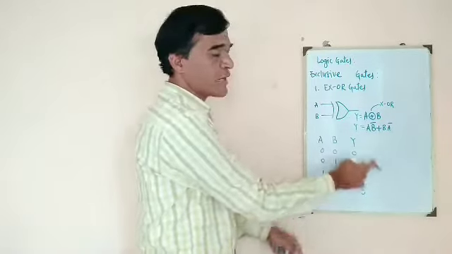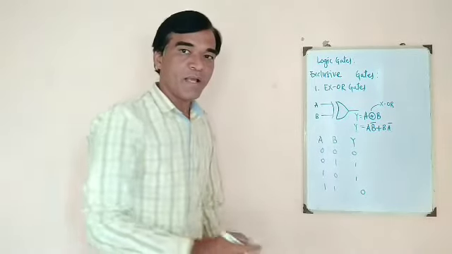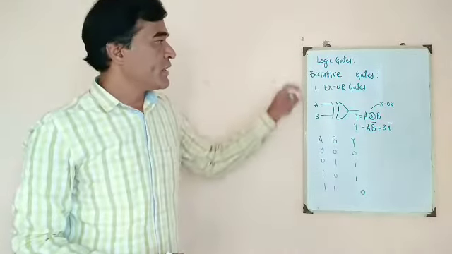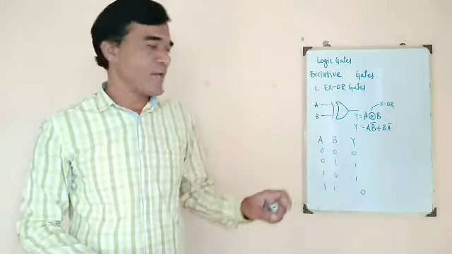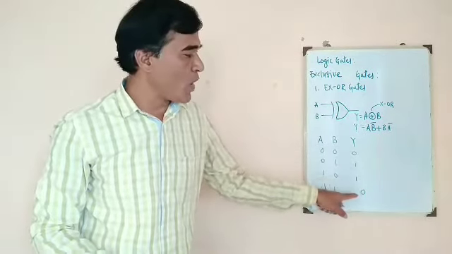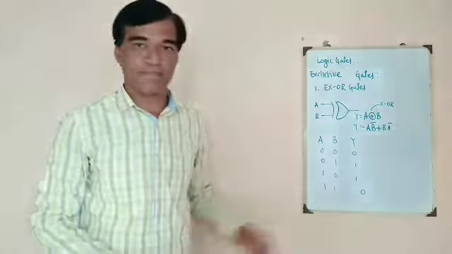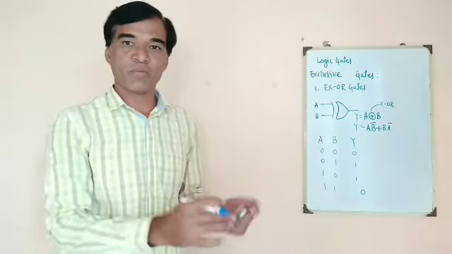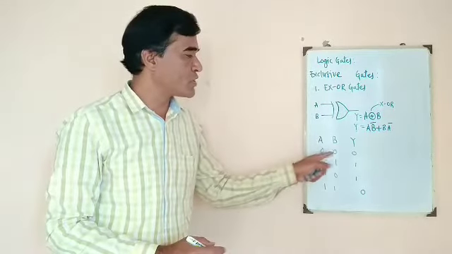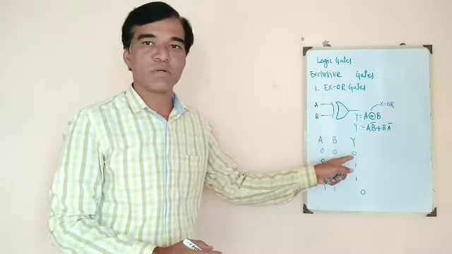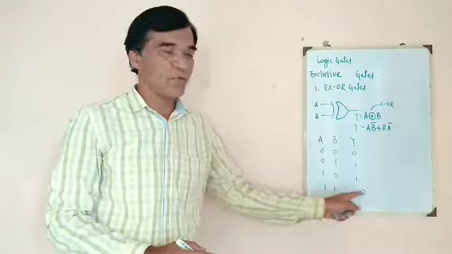Simply substitute and calculate. In summary, I can say the exclusive OR gate has a logical low output when the inputs are the same. When A and B both are 0, 0, you will get output 0. When both are 1, 1, you will get output 0.